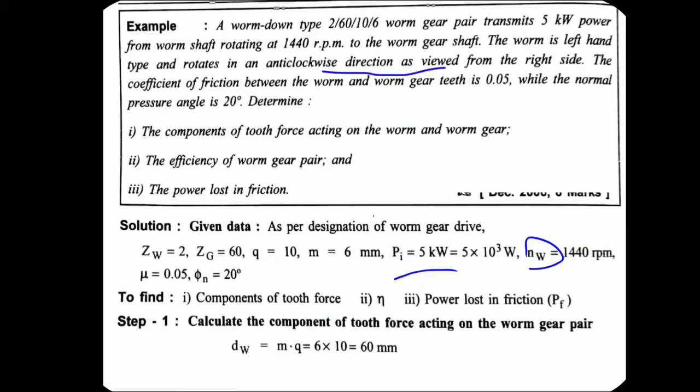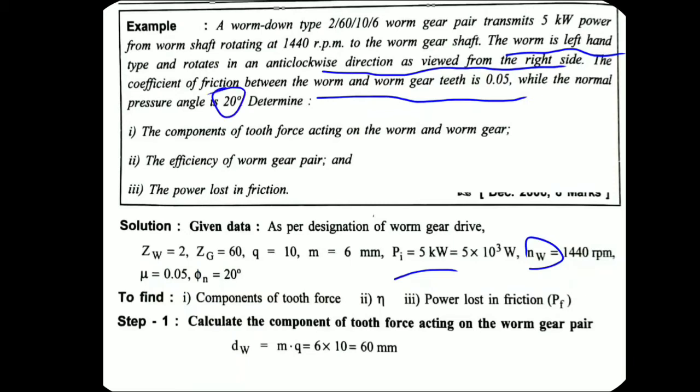This condition is only for drawing the forces. For that purpose they have given it. At the end of the numerical, we'll have to draw the diagram of the force analysis, showing in which direction each force will act. For that, this condition is given, and left hand thread is suggested for worm. Correct. The coefficient of friction between the worm and worm gear pair is 0.05, so I have mentioned here coefficient of friction 0.05, while the normal pressure angle, phi n, is 20 degree.